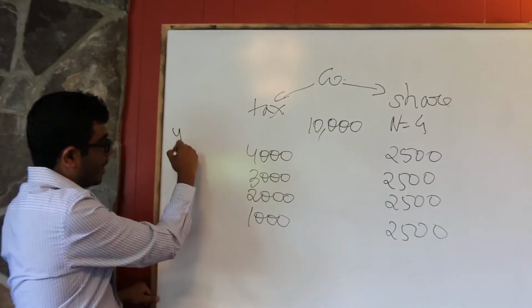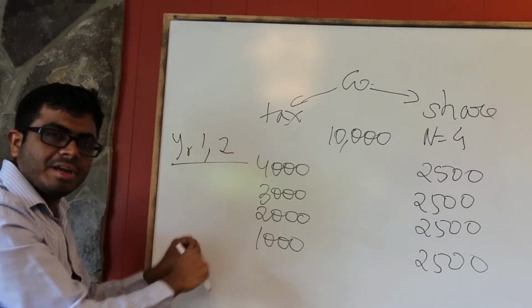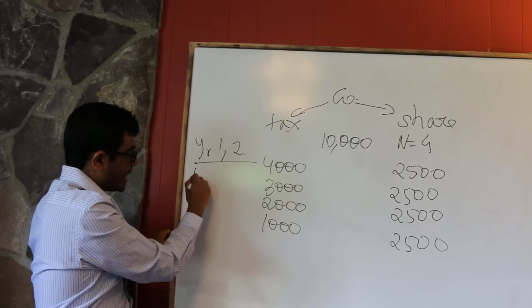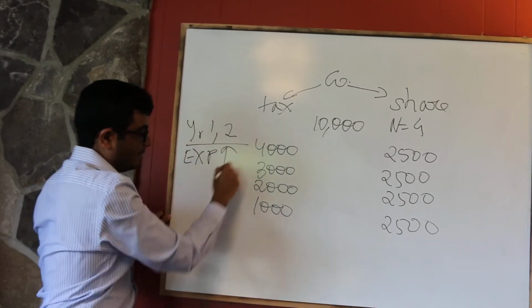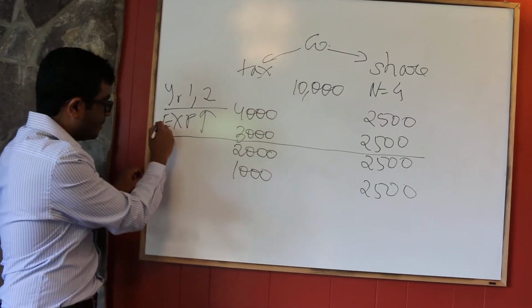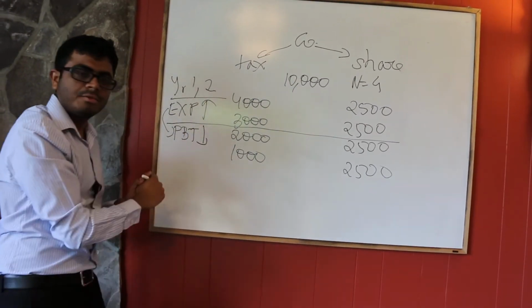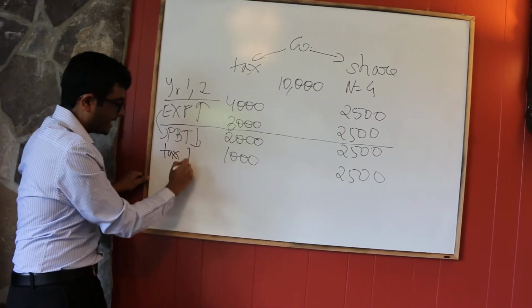What happens in year 1 and year 2? From the tax authority's perspective, in year 1 and year 2, the expenses relatively are higher. So you end up having a lower profit before tax, for which you pay less tax now.